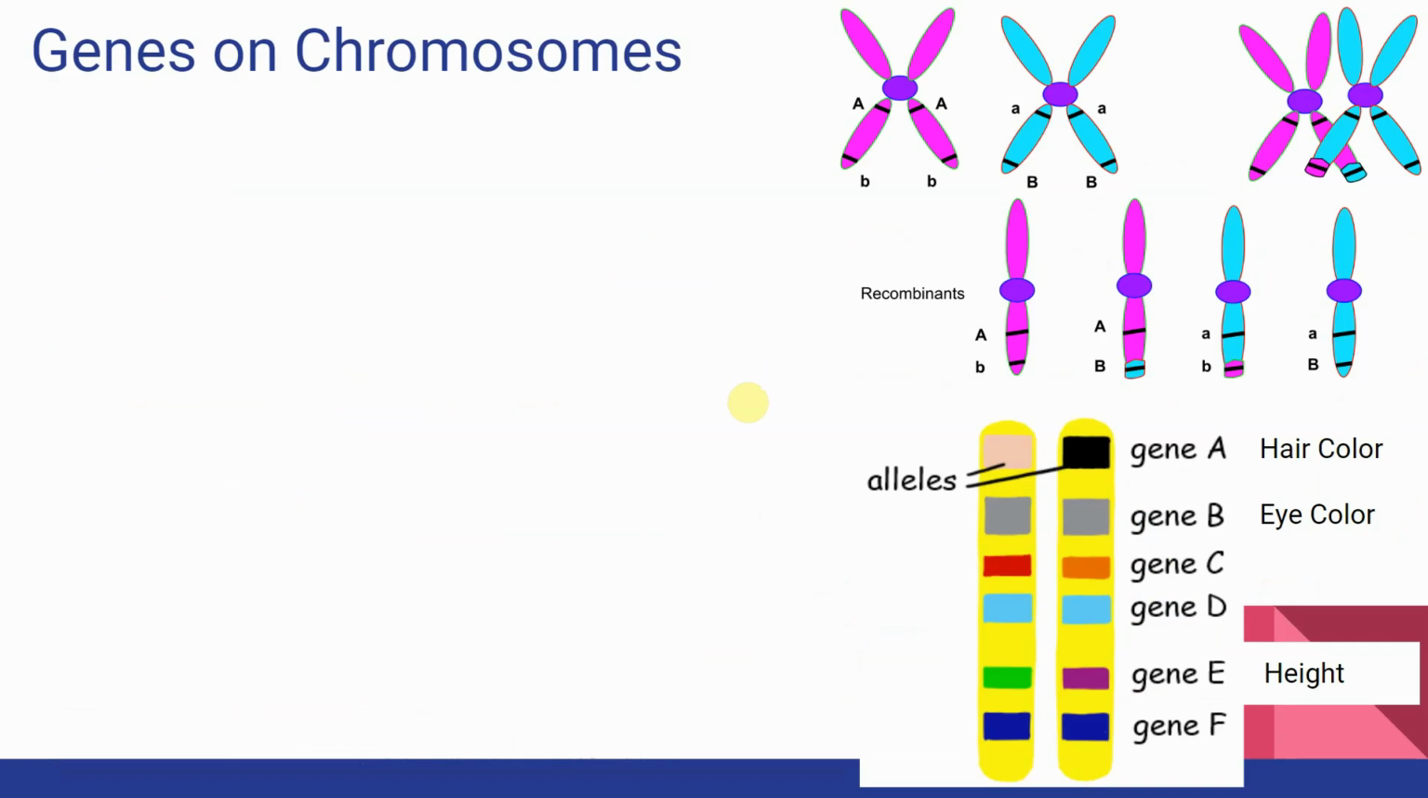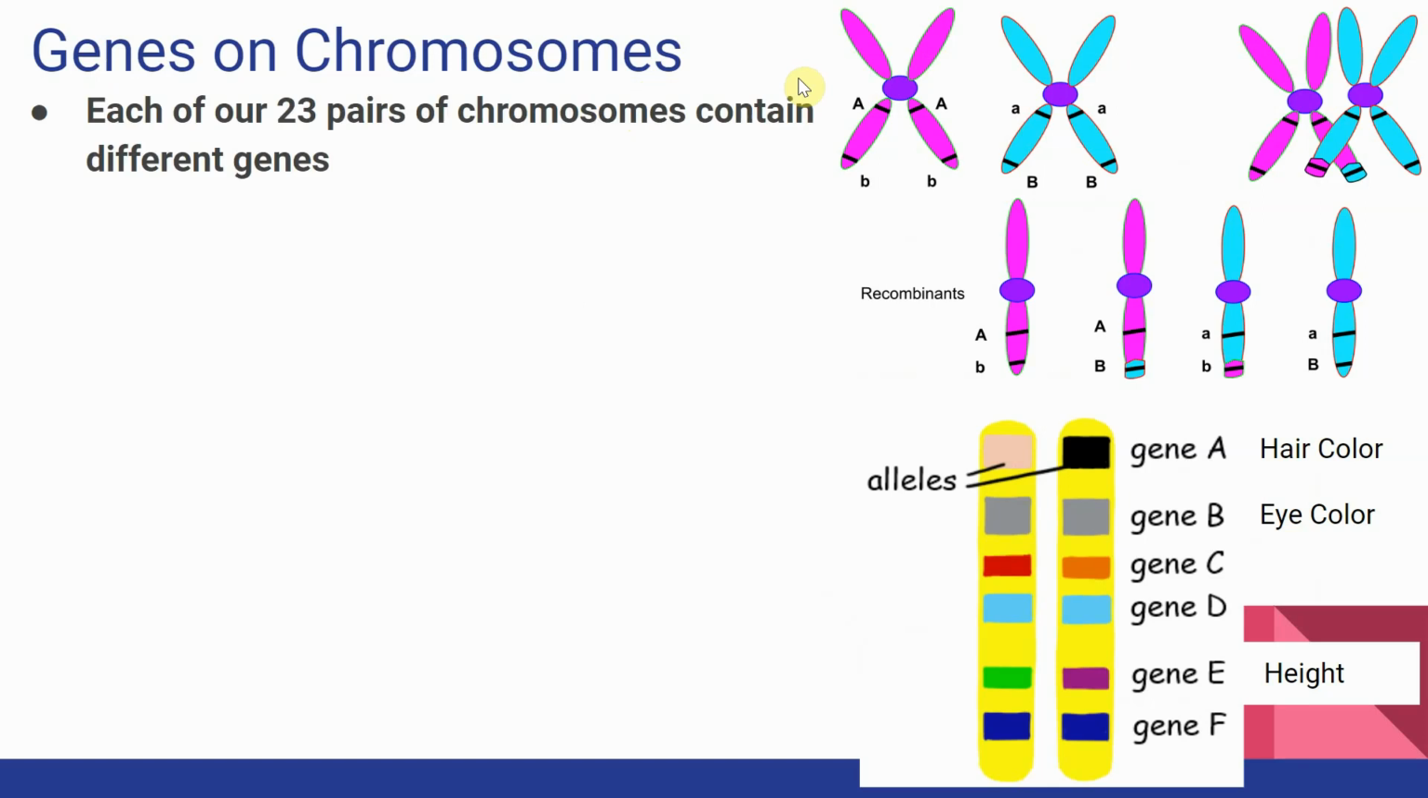All right, so now we're going to start to break down genes being on a chromosome. We've talked about genes before, we talked about chromosomes before, but now we're going to talk about how things get laid out and how things can actually get mixed up during meiosis.